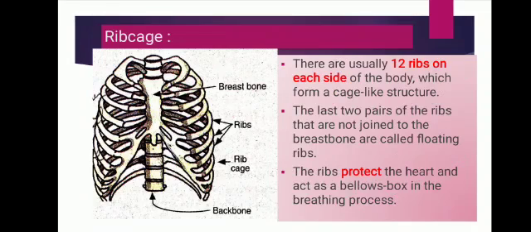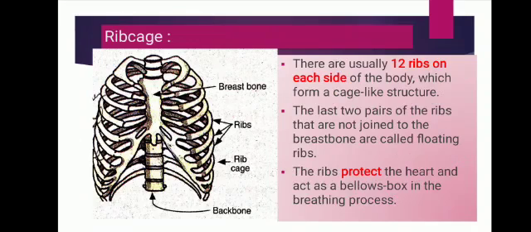The hollow bony structure formed by the ribs is called rib cage, and it protects the delicate internal organs like heart, lungs and liver. It also takes part in our breathing movement that we will study in detail in higher classes. So the main functions of rib cage are that it protects the internal organs of the body such as heart, lungs and liver, and it also takes part in our breathing movement.